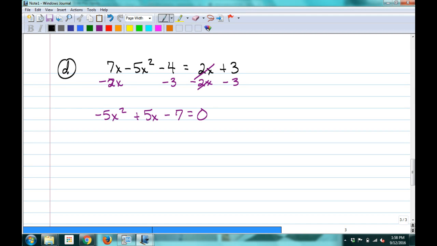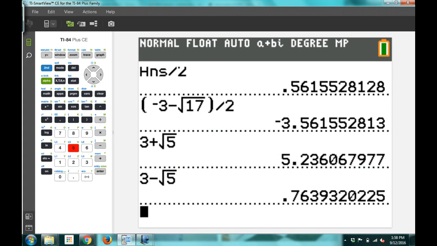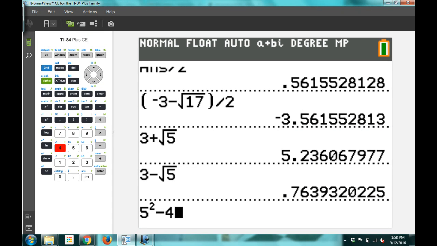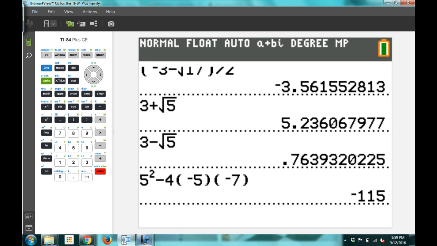All right, so now we got A, B, and C. So we're ready to do the discriminant. B squared minus 4AC, just got to plug in the stuff we know. So that's 5 squared minus 4 times -5 times -7. I think I put something in there wrong. I'm doing 5 squared. I didn't put it negative. That would make all the difference in the world. Not -4, but -5, and -7. You're trying. -115. Yep.